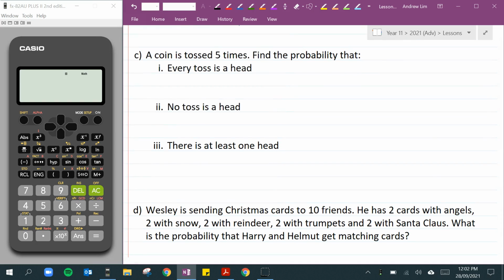Question C. A coin is tossed 5 times. Find the probability that every toss is a head, no toss is a head, and there is at least 1 head. Well, we know that all of these events are independent from each other. If I toss a coin and get a head, it's not going to affect the second time I toss it. I could still get a tail or a head, and it still has the same probability. So we want to work out the probability that every toss is a head: head, head, head, head, and head. Because they are all independent of each other, we can just multiply the probabilities with each other.